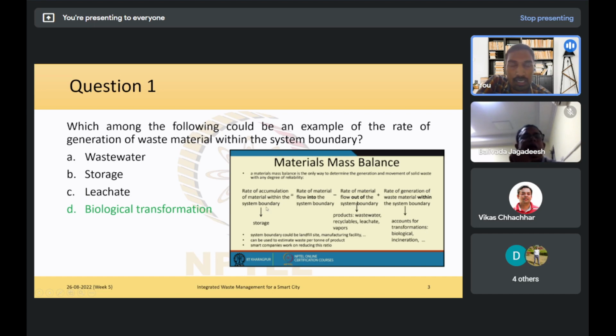Storage is what is getting accumulated within the system. Something is coming in, something is going out, and whichever didn't go out is getting accumulated, right? That is what is called storage. And the question here is, what is getting generated within the system? That is the biological transformations or incineration, the residue from it. Those are the materials that are generated within the system. So that was the answer here.